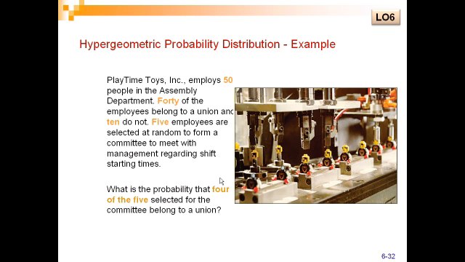So now we look at the example. Playtime Toys Incorporated employs 50 people in the assembly department. 40 of the employees belong to a union and 10 do not. 5 employees are selected at random to form a committee to meet with management regarding shift starting times. What is the probability that 4 of the 5 selected for the committee belong to a union?